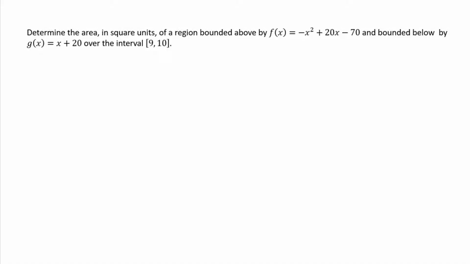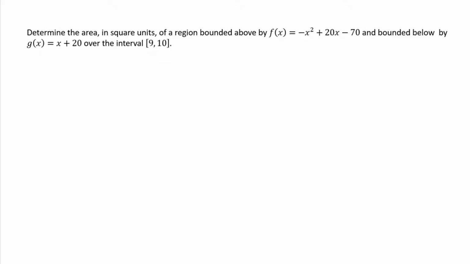In this example, we will work a problem in which we determine the area of a region bounded by two graphs. Example: determine the area in square units of a region bounded above by f of x equals negative x squared plus 20x minus 70 and bounded below by g of x equals x plus 20 over the interval 9 to 10. We must first make sure that these two graphs do not intersect in the given interval.